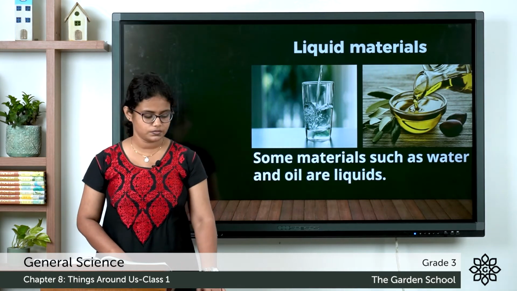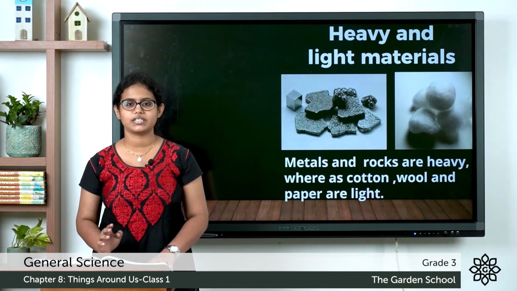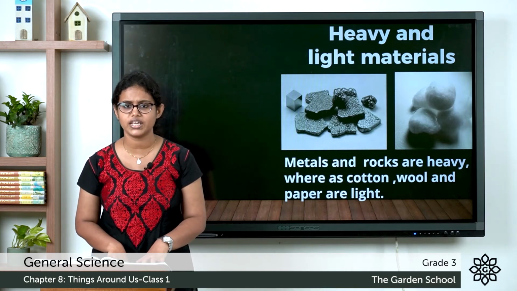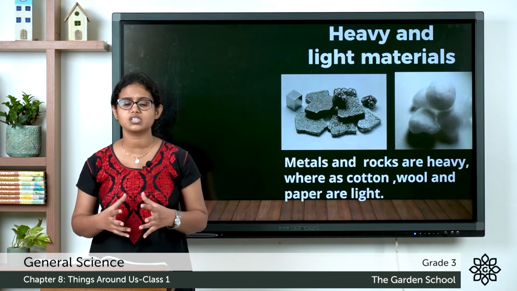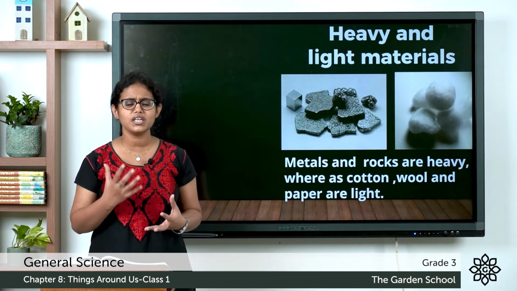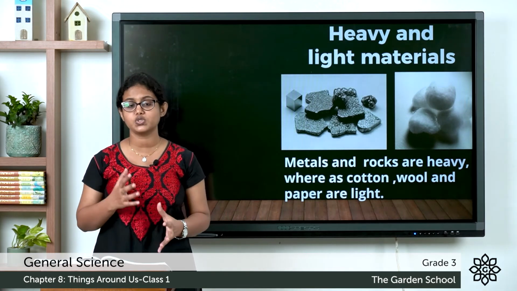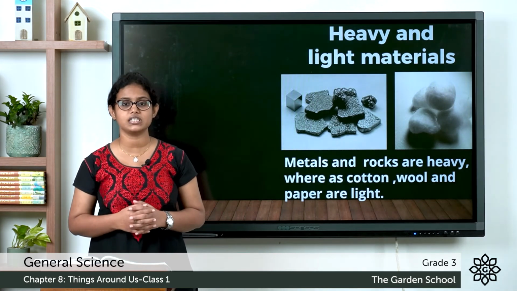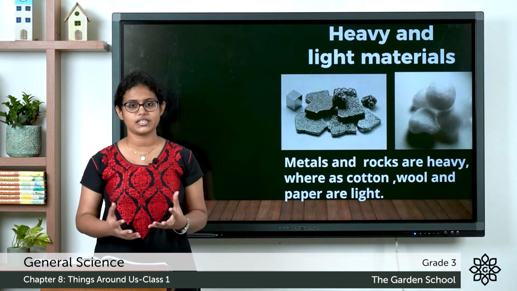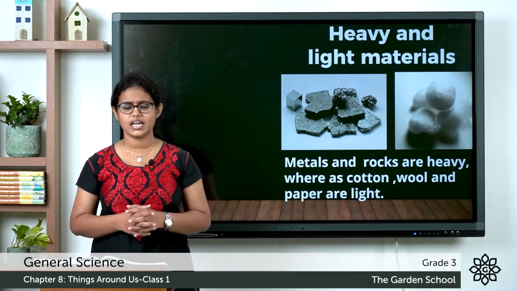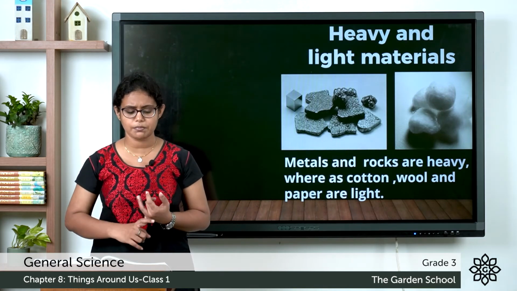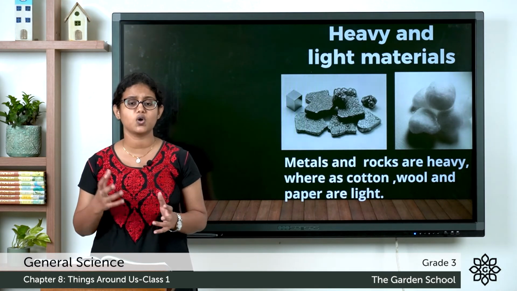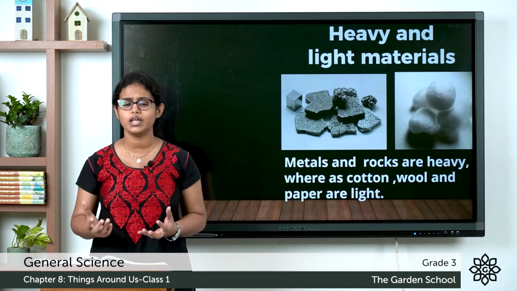Coming to the next one, heavy and light materials. So what is the meaning of heavy? Heavy means something which is very hard to lift and which has more weight. And what is the meaning of light? Light means something which is easy to carry and which has less weight. So what are heavy materials then? So heavy materials are materials which are hard to lift and which have more weight. For example, metals, rocks, all these are heavy materials because they have more weight and are hard to lift.